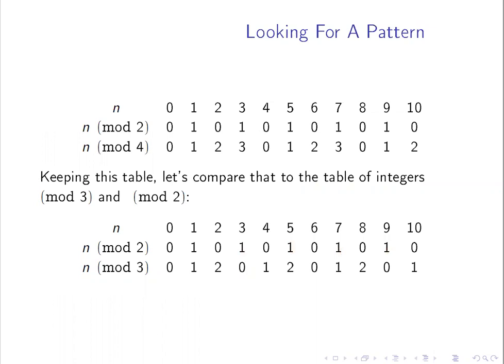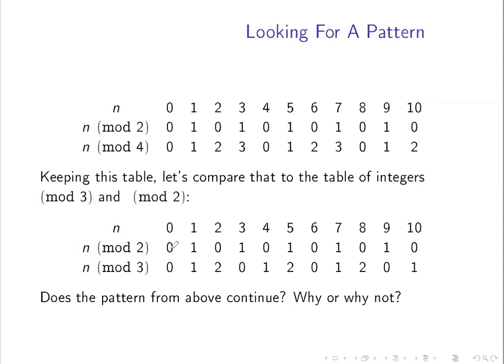Keeping that table, let's also compare the integers of mod 3 and mod 2. And here's the question: does the pattern we saw before continue? Why or why not? So just kind of pause the video and look at that for a second. All right, so if you looked at it, what did you see? Well, 0 corresponds to 0, and it corresponds to 1. Strange. 1 also corresponds to the other numbers. So I don't have the same sort of thing where it's evenly broken up. Why is it different?